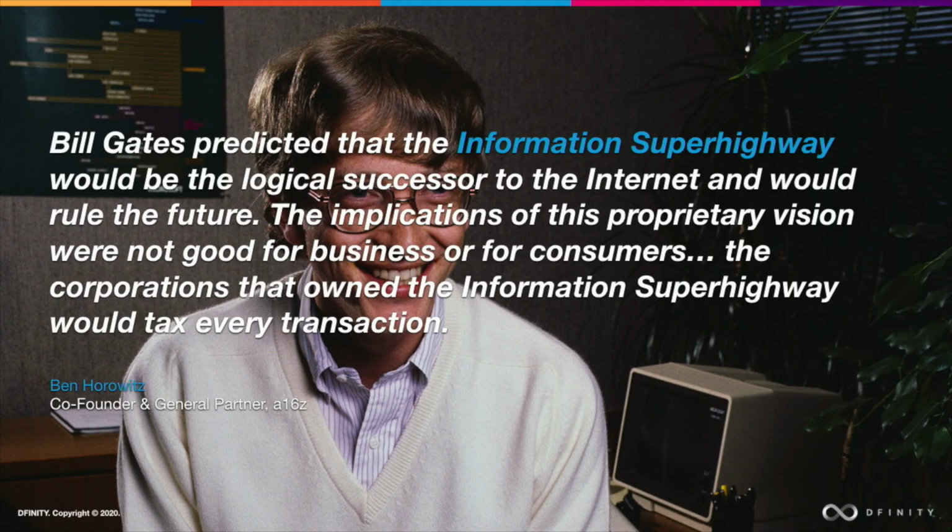But everyone kind of knew at that time that the internet couldn't stay the way it started and that it would eventually evolve over time. And Bill Gates actually predicted this, that the next successor for the internet would be something called the information superhighway. And what he predicted was that basically a handful of corporations would own the internet and start taxing every transaction made on the internet. And he said that the implications for this would be really bad for consumers like us and really bad for business.